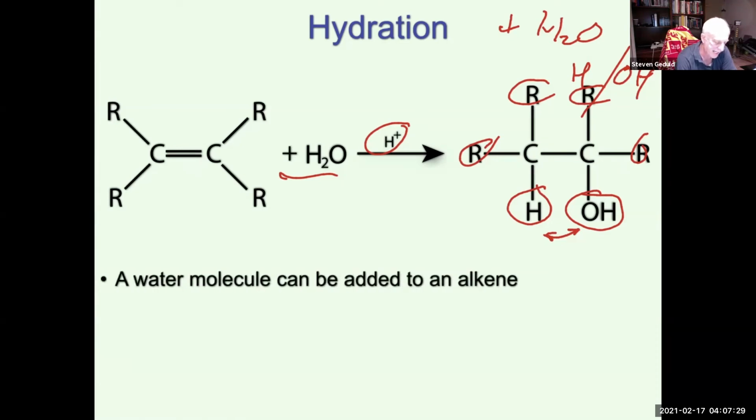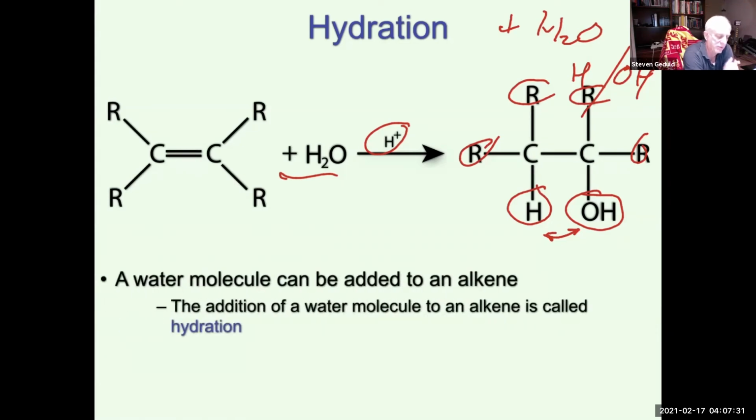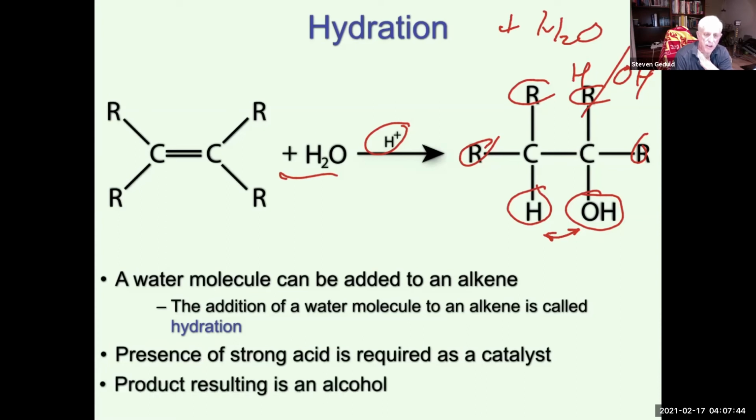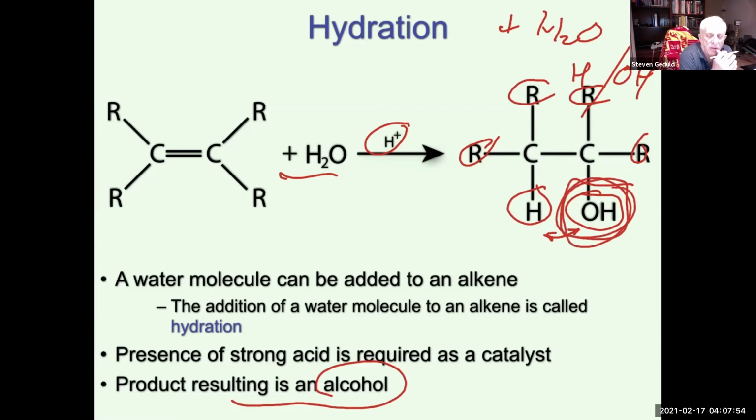Okay, so a water molecule can be added to an alkene. The addition of a water molecule to an alkene is called hydration. The presence of a strong acid is required as a catalyst. The resulting product is an alcohol. Alcohol means there's an OH group attached. That's what alcohol means. When the functional group is an OH, then we produce an alcohol. We haven't learned how to name alcohols yet, but we will. I think that's in the next chapter.